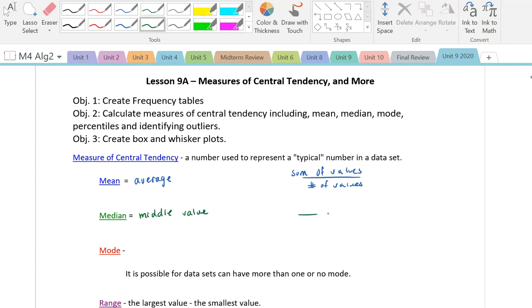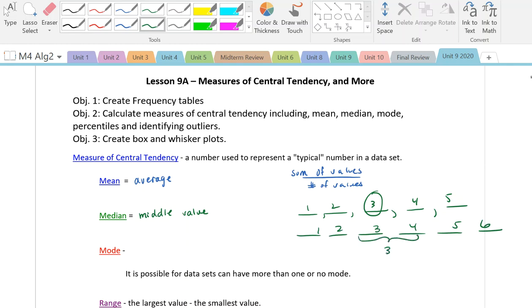So if I have an odd number of numbers, like this, if I have like 1, 2, 3, 4, 5, this is my median. If I have an even listing of numbers, it would be like 1, 2, 3, 4, 5, 6. So my median would be here in between those two. It's the average of those two, or 3.5.